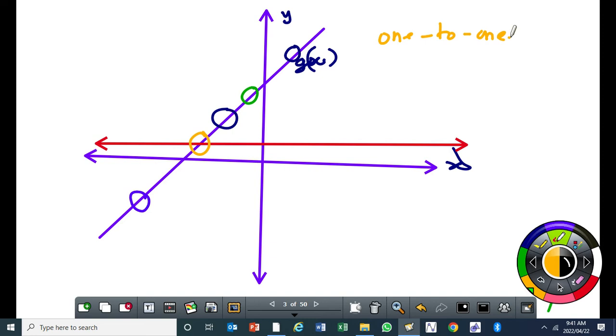We use the vertical line to prove whether the graph is a function. Let's not worry about what type of function it is, we just want to know whether the graph is a function. That's the vertical line test. The horizontal line test is for proving what type of function it is: is it one-to-one or is it many-to-one?